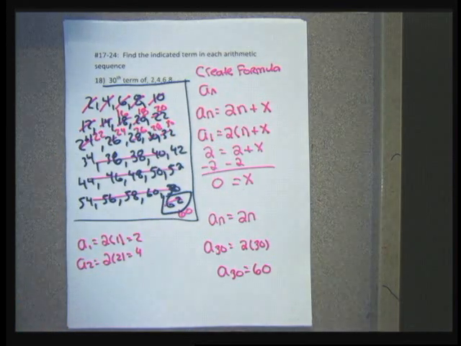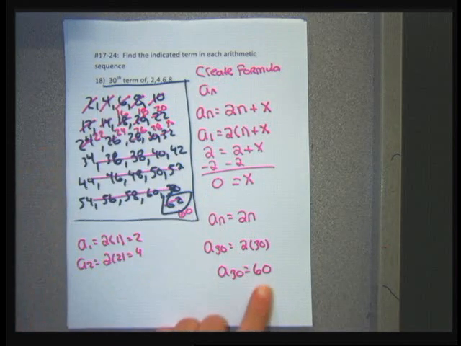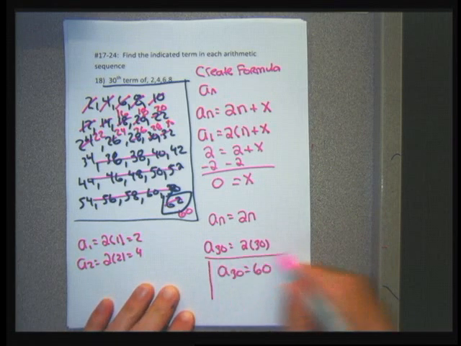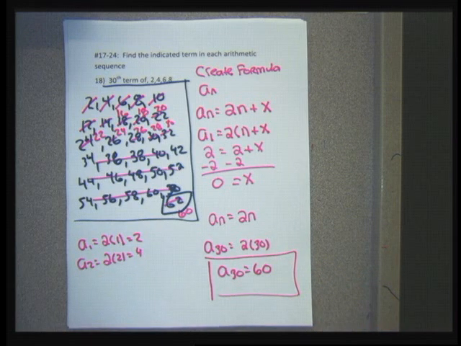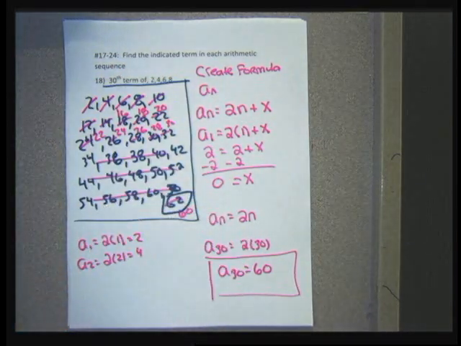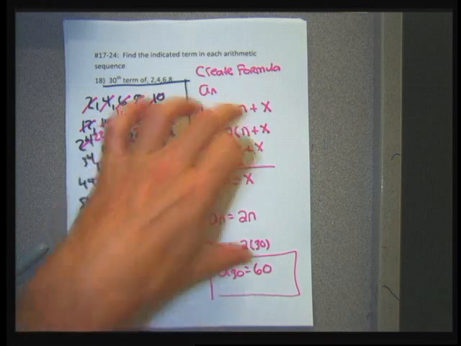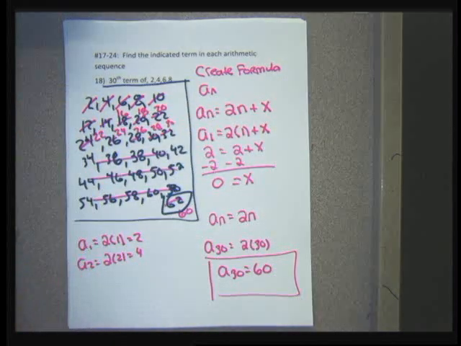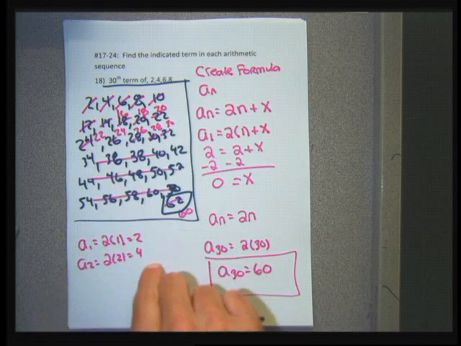One way or the other, the answer to problem 18, the 30th term, is supposed to be 60. Or a sub 30, which is a way to write the 30th term, is supposed to be 60. Whether you make a list of 30 terms without making a mistake, or you use the formula, first create a formula, and then use the formula to find the term. I'm going to stick to the algebra, because apparently this doesn't work so well for me, although it should work quite fine. It's just easy to make a silly mistake, although you should be able to increment by 2 pretty easily.